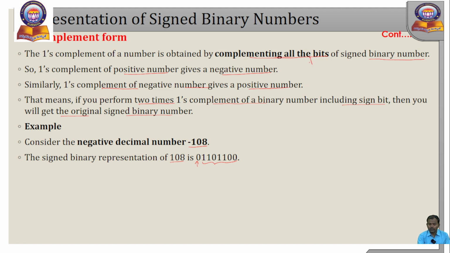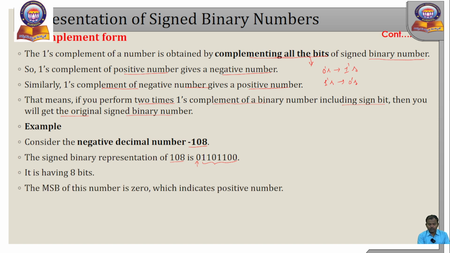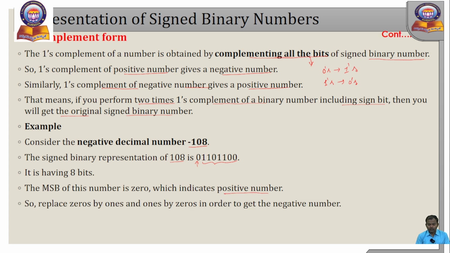Complementing means if the bit is 0, convert it into 1. If it is 1, convert it into 0. That is called complementing. It has a total of 8 bits. The MSB of this number is 0, which indicates a positive number. So replace zeros by ones and ones by zeros in order to get the negative number.